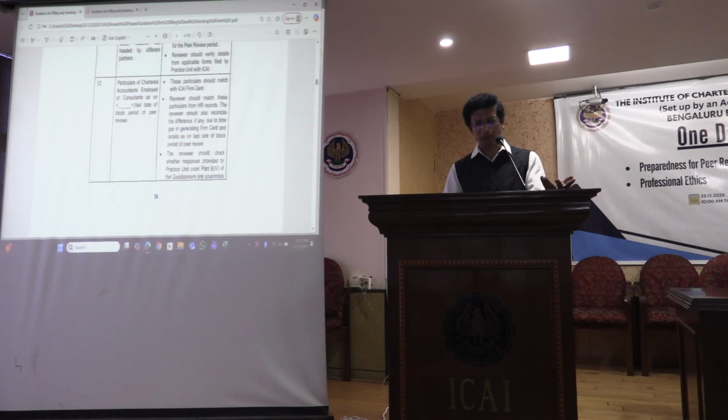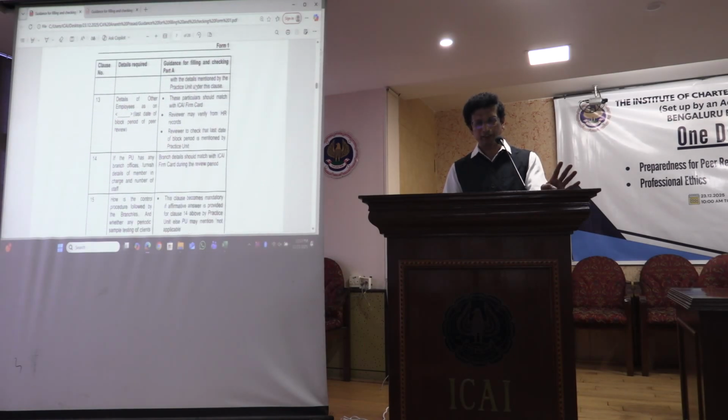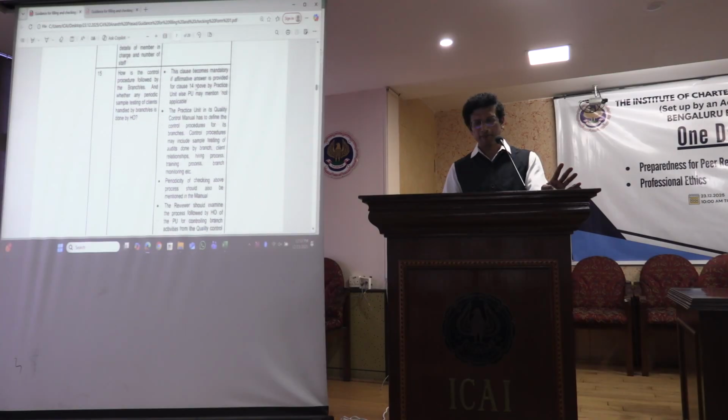Form 18 I have covered, then particulars of CA. This is Part A. So again here, how is the control procedure followed by the branches? And whether any periodic sample testing of clients handled by branches is done by HO. This is your internal matter, they are not asking peer reviewers. If you have a branch, are you ensuring the same uniformity across all the branches?